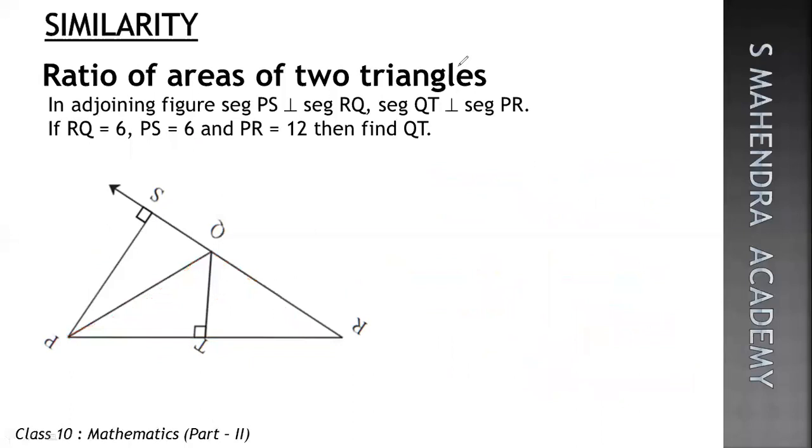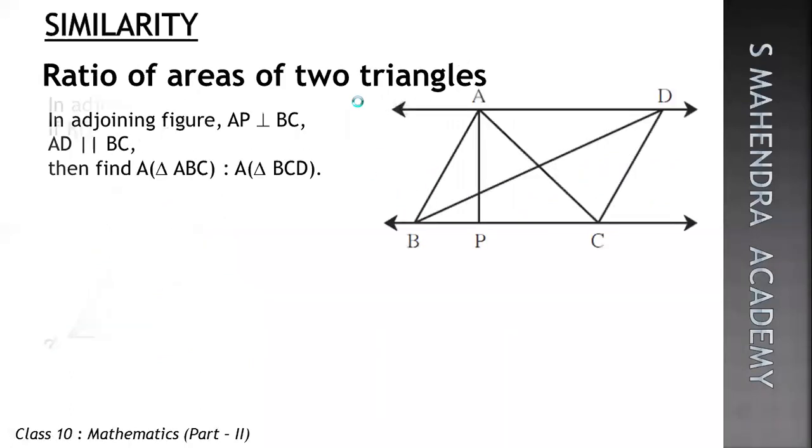In another example, we have AP perpendicular to BC. This AP is perpendicular to BC and AD is parallel to BC. This AD and BC both are parallel. Then find the ratio of the area of triangle ABC and the area of triangle BCD.